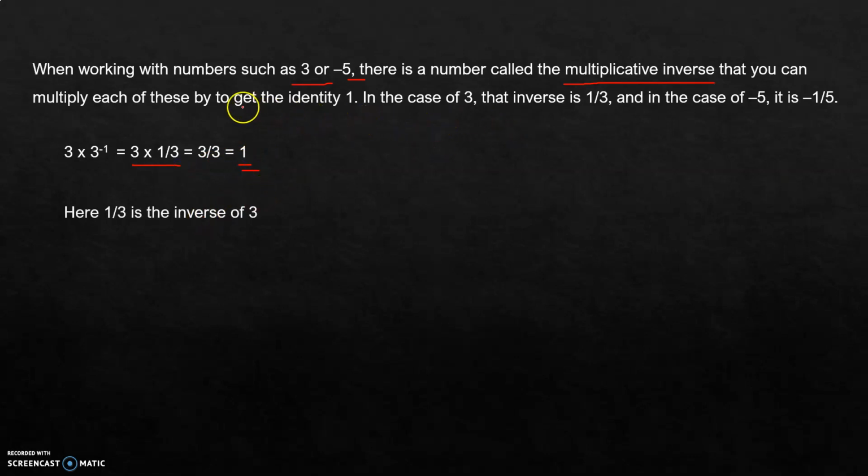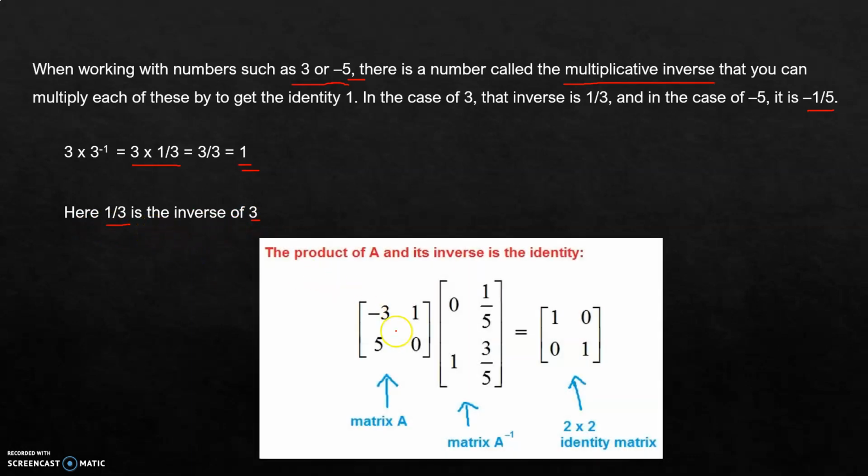Just like that, the multiplicative inverse of minus 5 is equal to minus 1 by 5, because if you multiply minus 5 with minus 1 by 5, you will get 1. If the product of two numbers is equal to 1, then we call one the inverse of the other. So 1 by 3 is the inverse of 3, or 3 is the inverse of 1 by 3. Just like here, matrix A into matrix A inverse is equal to the identity matrix. That's why we call this the inverse of matrix A.